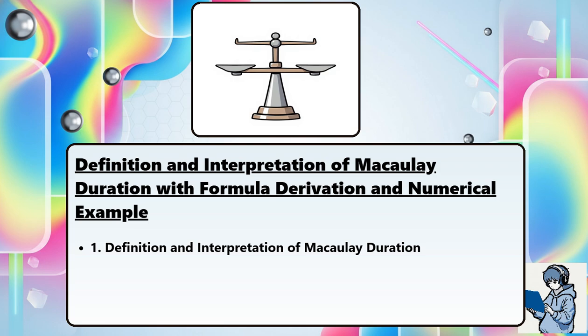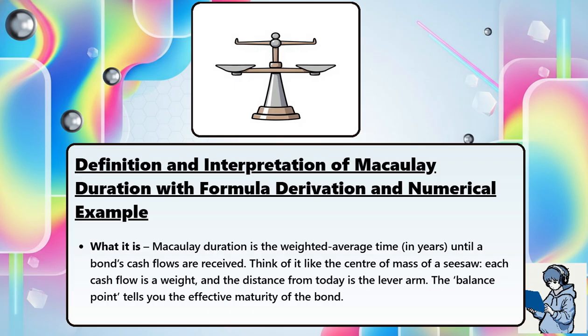Number 1. Definition and interpretation of Macaulay duration. What it is: Macaulay duration is the weighted average time in years until a bond's cash flows are received. Think of it like the center of mass of a seesaw. Each cash flow is a weight, and the distance from today is the lever arm. The balance point tells you the effective maturity of the bond.